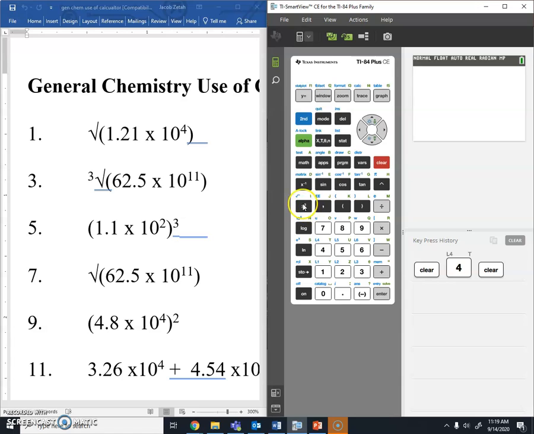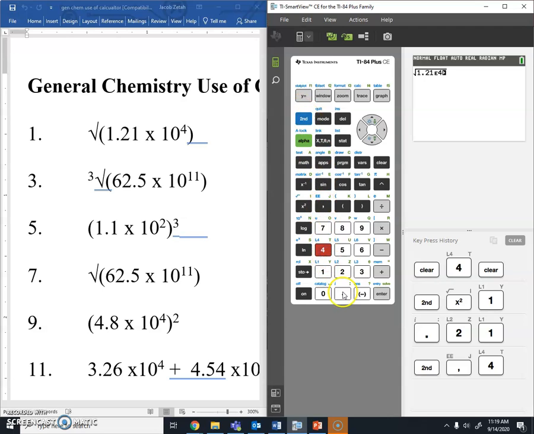To get the square root button, square root's there, so I do second, and then the square root. And then to type this in, I would do 1.21, and then again second E, fourth power. Now if I hit enter, I get 110. So you write the answer 110 for that. Make sure you're getting that number in your calculator.